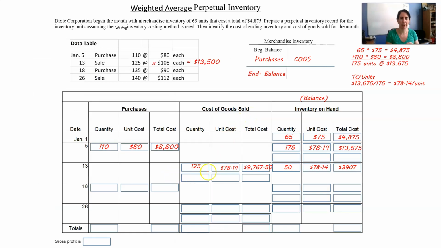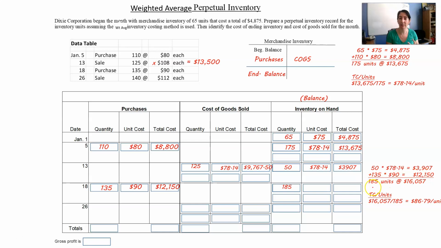Okay, so come on back here. The 18th, we purchased another 135 at $90. There we go, we record that purchase. Well, now we've got to recalculate our average, because they're not all worth $78.14. We now have a different number. So we have 50 at $78.14, right? We're going to grab that layer, and we've got another 135 we just bought for $90.